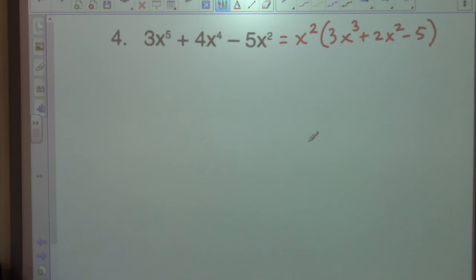Wait, isn't it just 2x to the 4th power? Oh man, hey, I forgot something. I made a mistake. Sorry about that. What mistake did I make? There should be 4 here. Oh my goodness. There we go. Okay. I don't know what happened here, but anyway, so now we're good. Where did that 2 come from? This is going to be our common factor, our factor here. Okay?